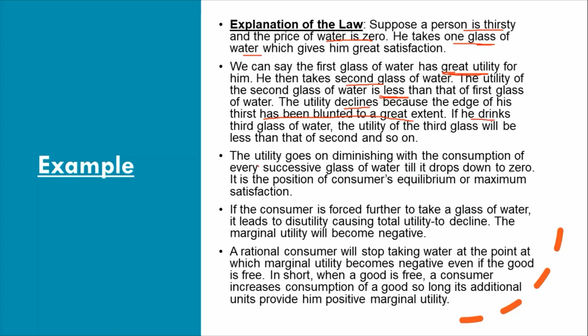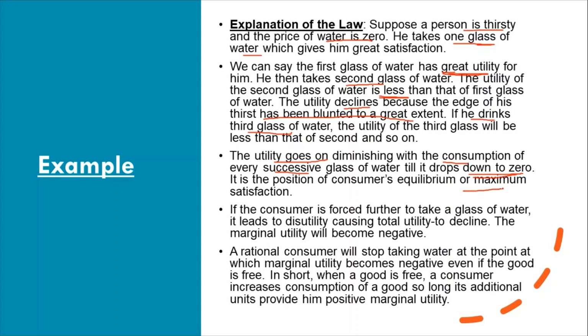Similarly, if you drink the third glass of water, the utility would be even less than the second one, and so on. The fourth glass of water would have a less utility than the third glass of water, and so on. The utility goes on diminishing with consumption of every additional, successive, that would mean every additional unit, till it drops to zero. It will start falling till a point when it reaches zero.